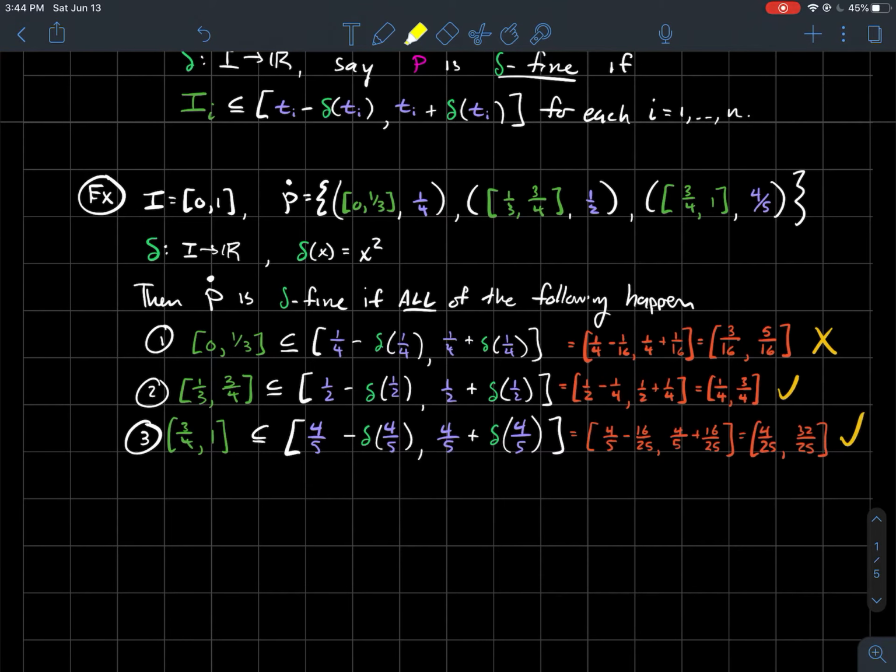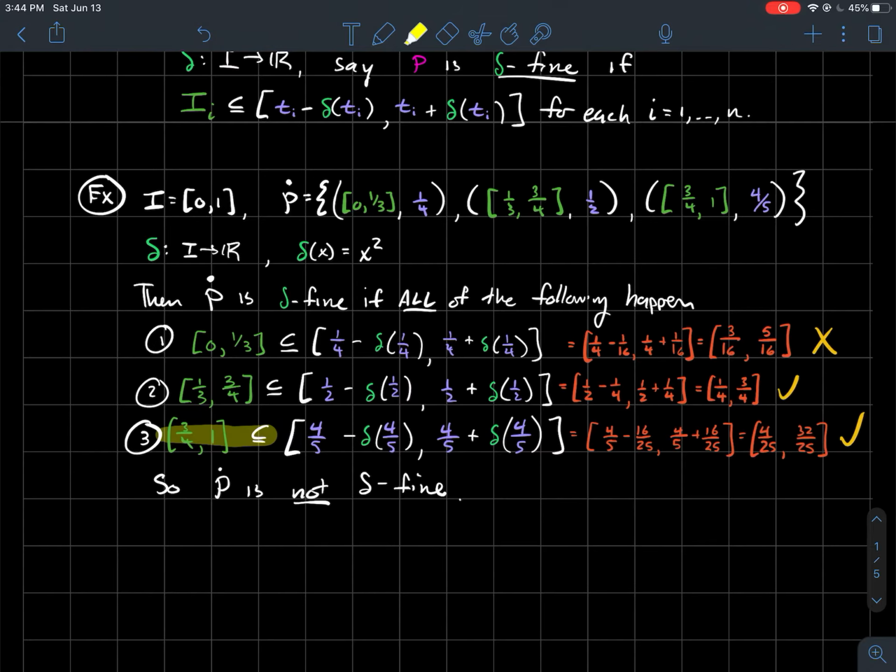And you see that at least it does work for the next two, right? If you simplify this, it comes down to [1/4, 3/4]. And yes, it's true that [1/3, 3/4] is a subset of [1/4, 3/4] here. And then by the way, for the last one, if you simplify this one out, I think you should get 4/25 to 32/25. So you're asking yourself, is it true that [3/4, 1] is a subset of [4/25, 32/25]?